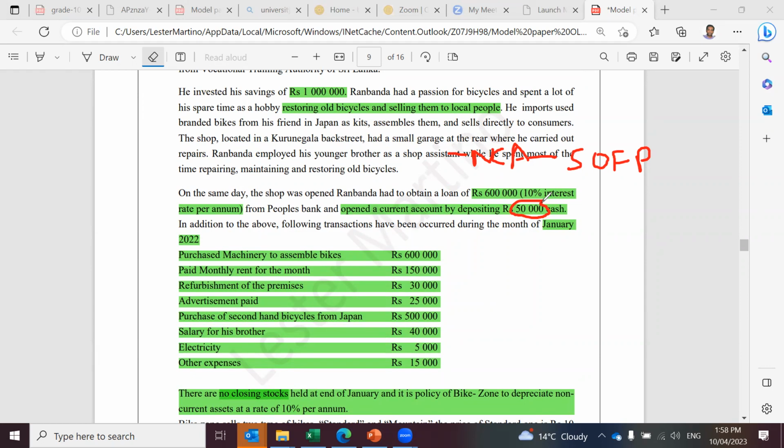What goes to the profit or loss statement is income items and expense items. So this 600,000 doesn't come. This 50,000 doesn't come. This 600,000 loan doesn't come. What comes is the accrued interest relating to this.